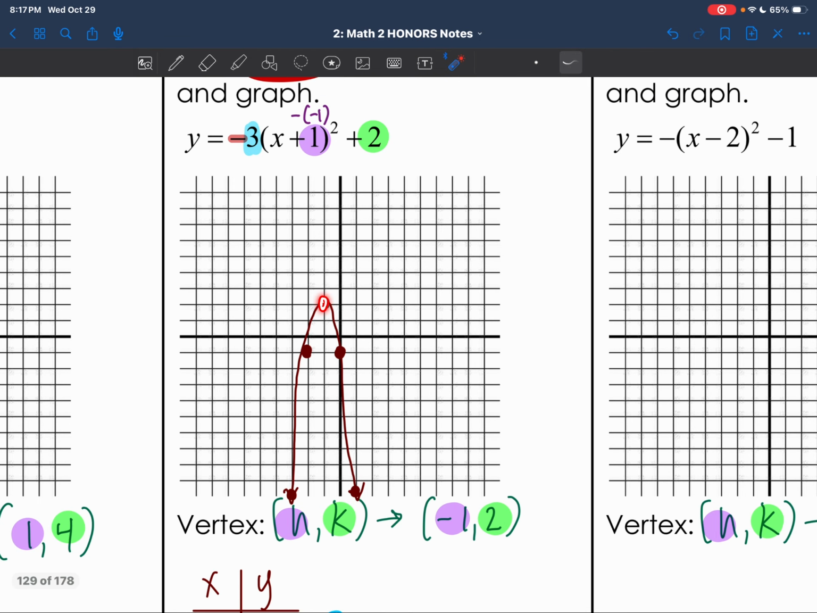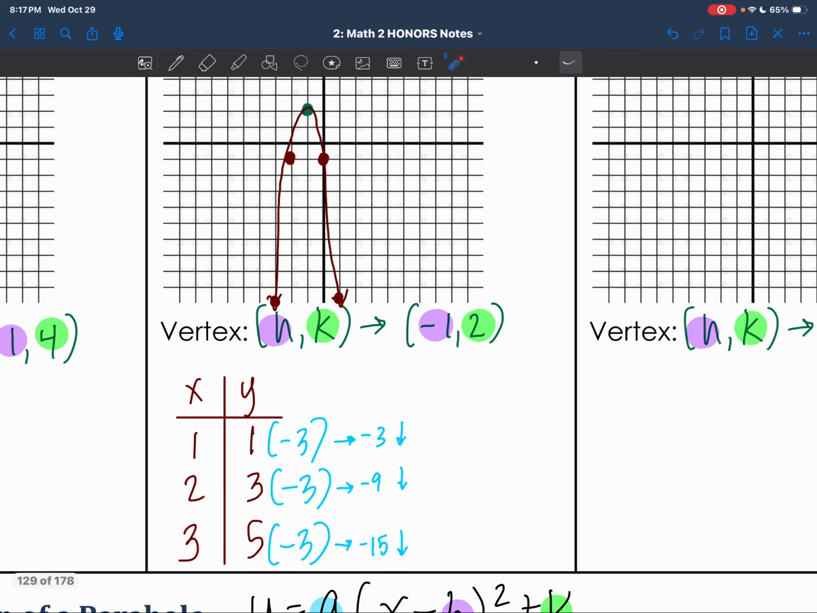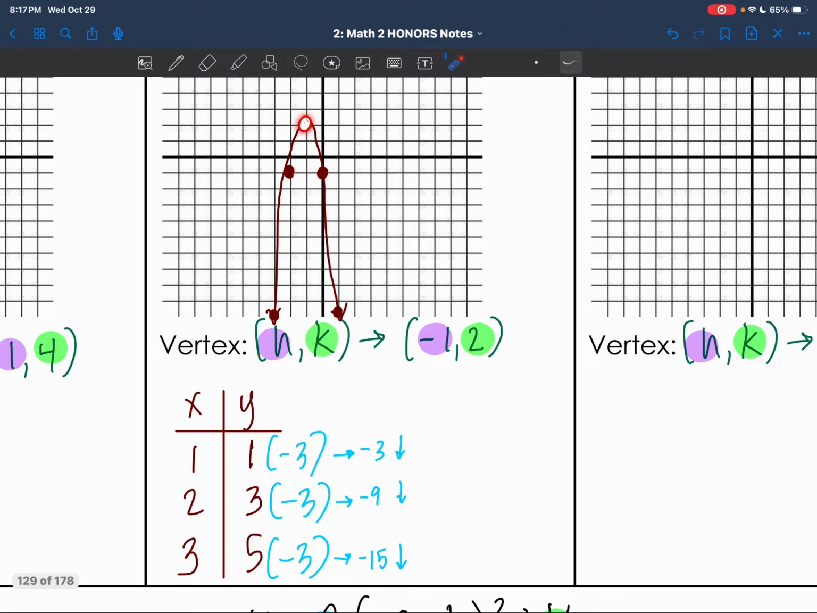So we're going to plot our point here. And then now a is -3. So that's our a. So we're going to do our little table, go 1, 2, 3 for your x's. And then for y, it's 1a, 3a, 5a. So in this case, since it's a -3, you're going to go down 3. So we're going to go from our vertex, over 1, down 3. Over 1, down 9.